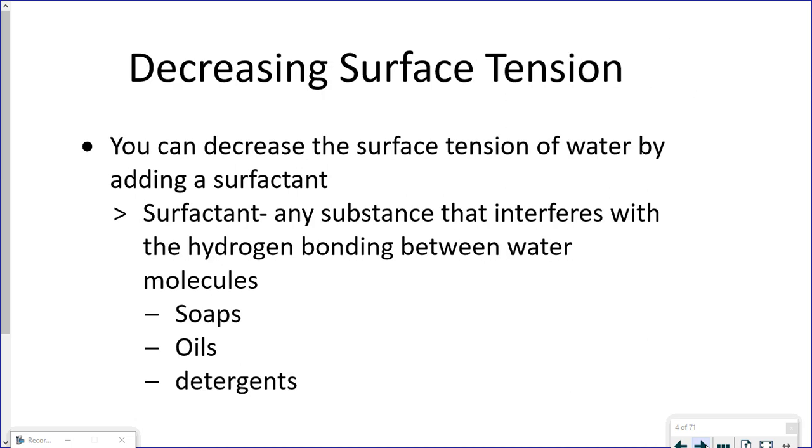In order to decrease surface tension, you would add a surfactant to the water. A surfactant is any substance that will interfere with that hydrogen bonding between water molecules and break it apart. So maybe you put soap in the water, any type of oil or detergent in the water. With those hydrogen bonds broken apart, it won't be able to hold as many water molecules together. This is something you can actually try from home if you have any type of dropper. You can do drops of pure water on a penny and then do drops of dishwater on a penny. The dishwater will not be able to hold as many drops as pure water will because those hydrogen bonds have been broken apart.